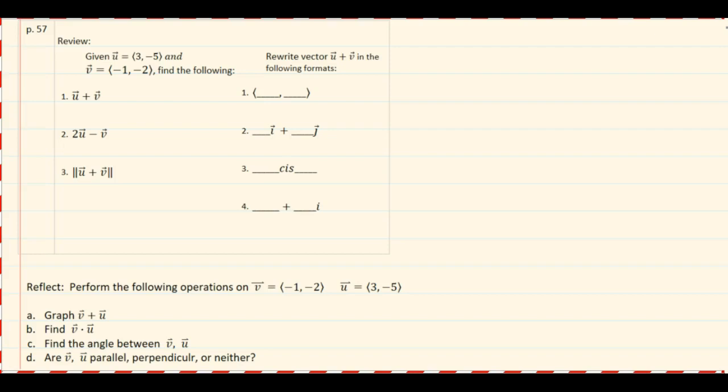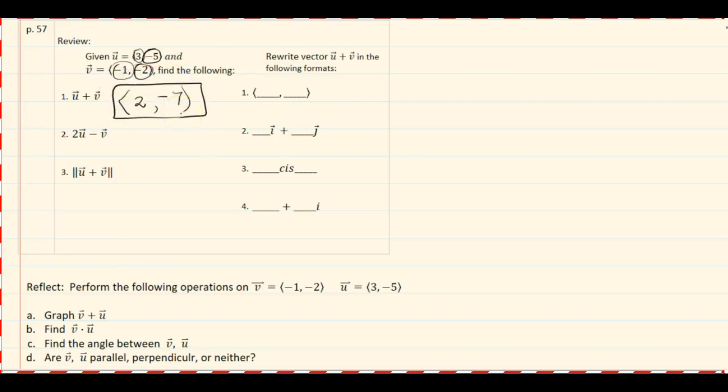For the review, we are given both vector u and vector v. The first thing we need to do is to add our two vectors. So remember, we're going to add components. So we're going to add the 3 and the -1, and that's how we're going to get a +2. And then we're going to add the -5 and the -2, and that's how we're going to get a -7. That's our first answer.